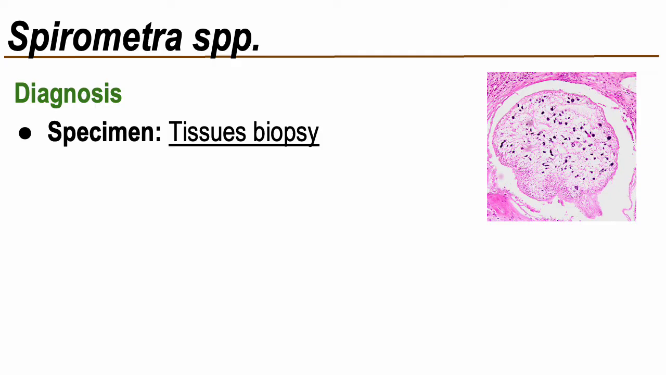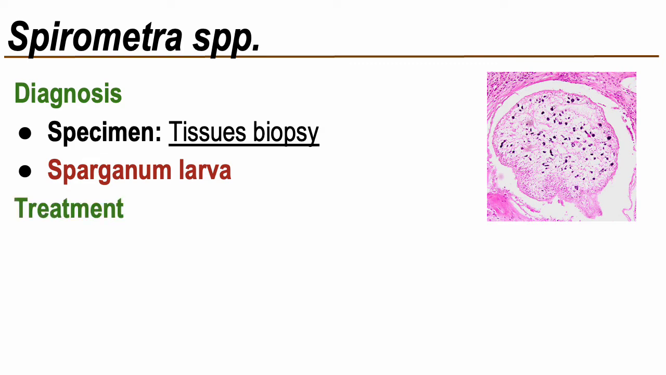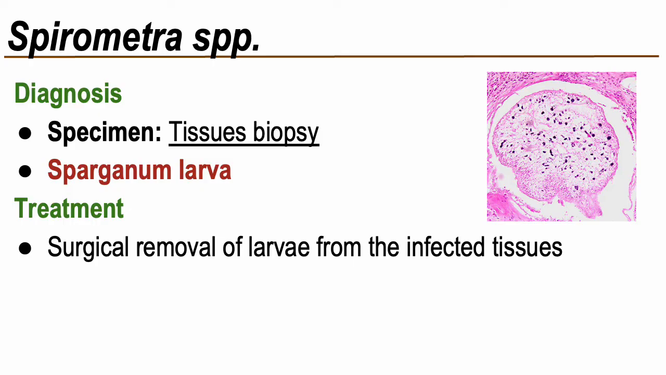For the diagnosis, the specimen of choice for this parasite is tissue biopsy, where we can highlight or describe the presence of the sparganum larva. Again, the sparganum larva may appear as an adult with a cleft-like invagination and a wrinkled anterior portion. So the treatment for this parasite is surgical removal of larvae from the infected tissues. Praziquantel may also be administered, especially at early stages of the infection.